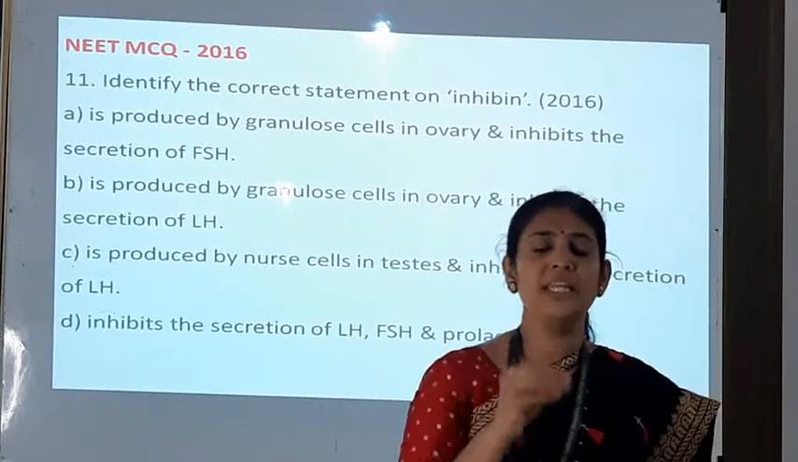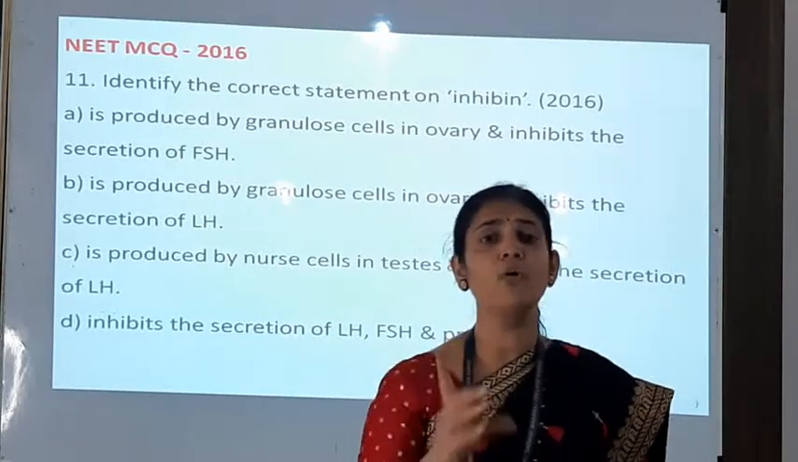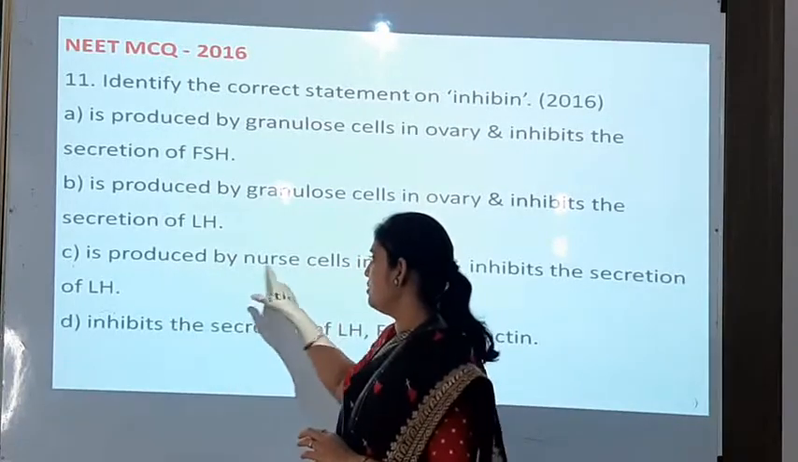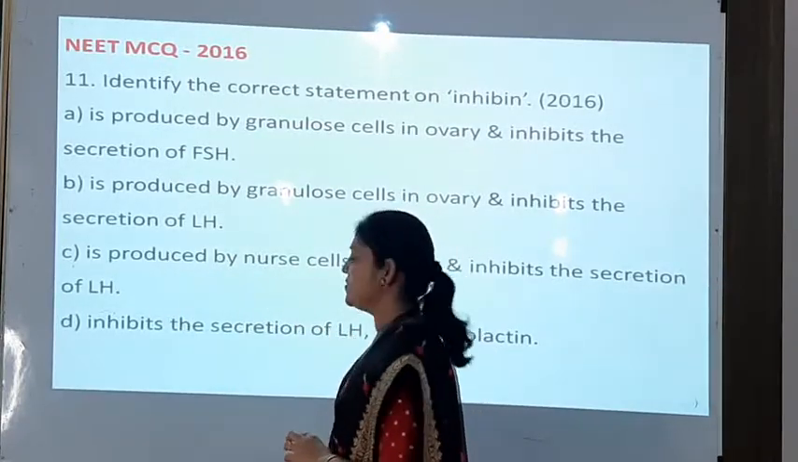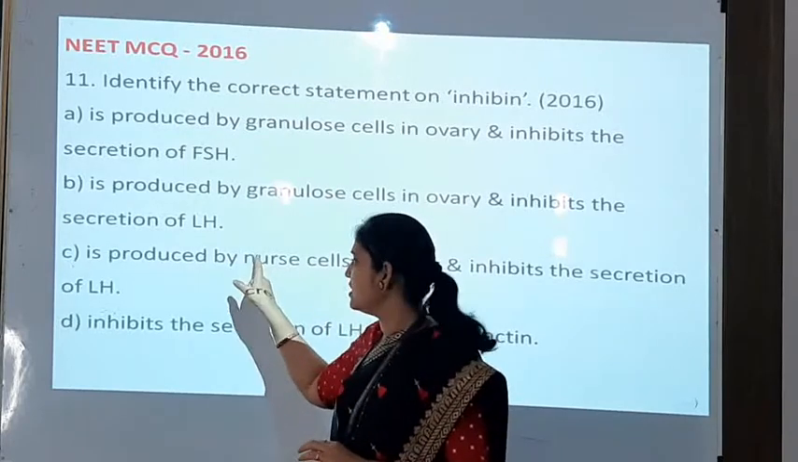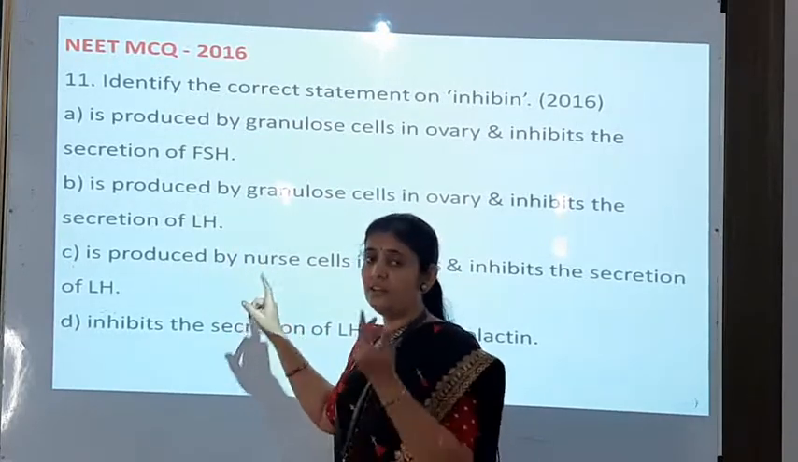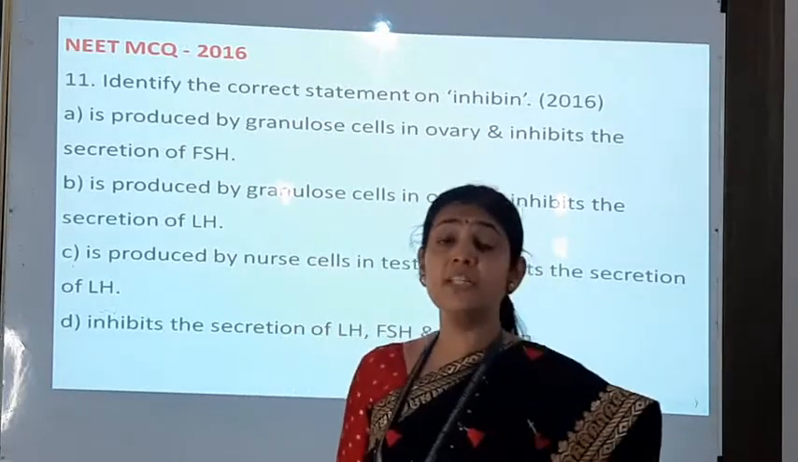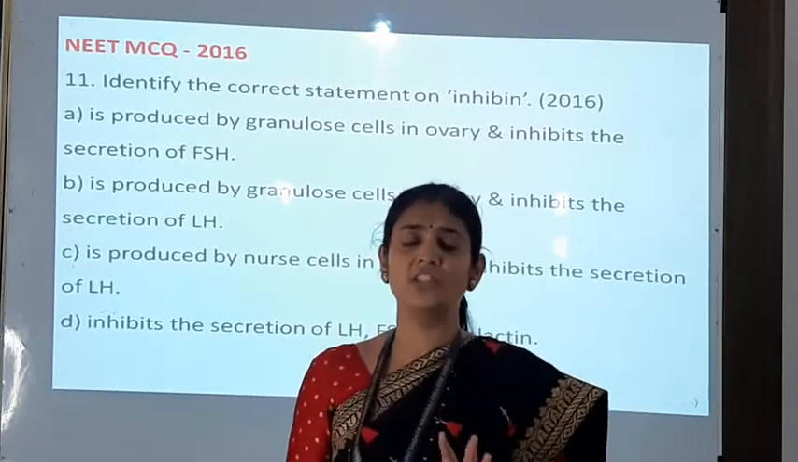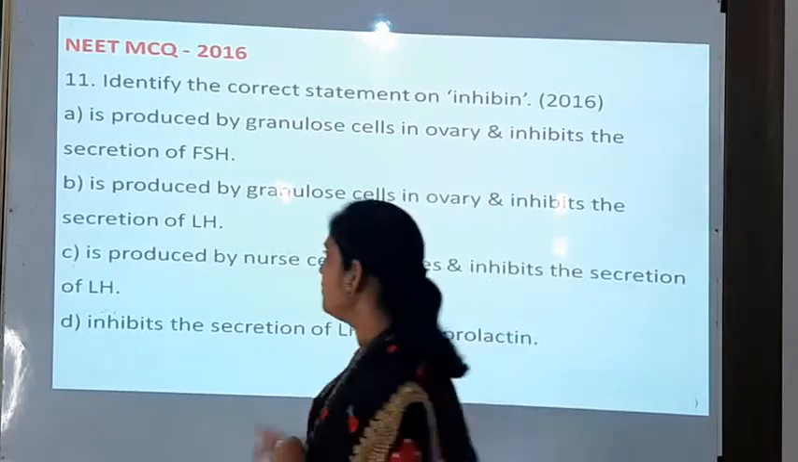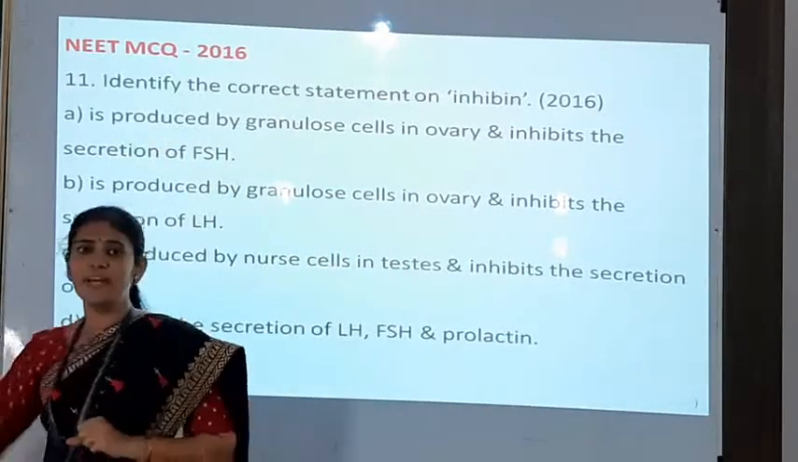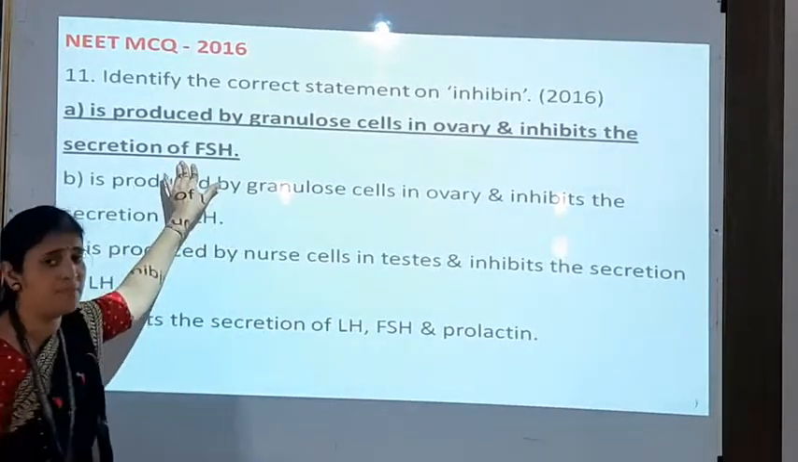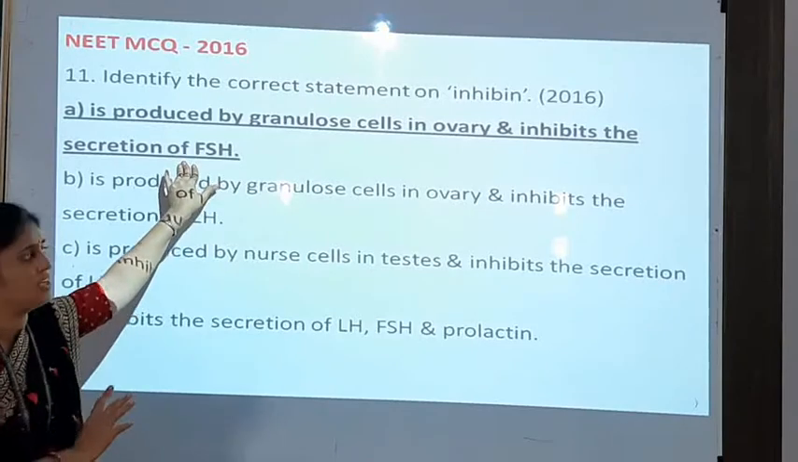As we know, the inhibin hormone is secreted by the ovary only. So the option which says it is given by Sertoli cells of the testis, it is not secreted in the male body, so it is going to be cancelled. Now inhibin plays an important role in the inhibition of FSH secretion, and therefore the first option, it is produced by the ovary and it inhibits the secretion of FSH, is the correct answer.